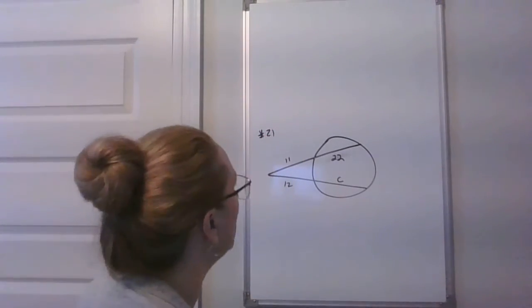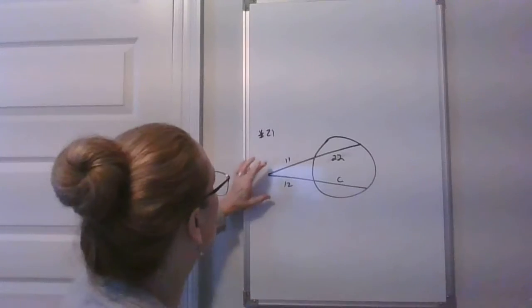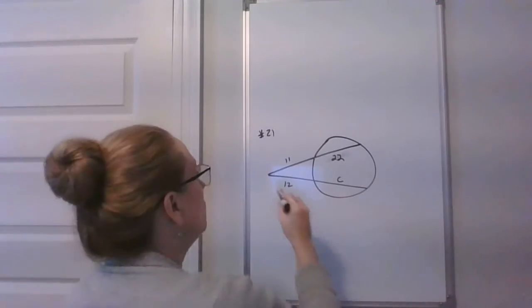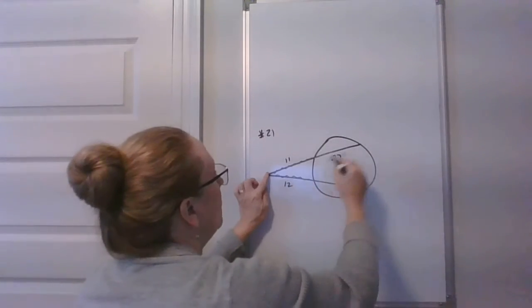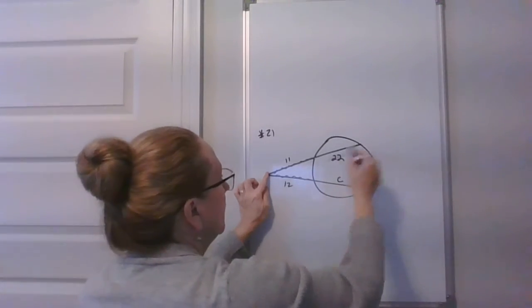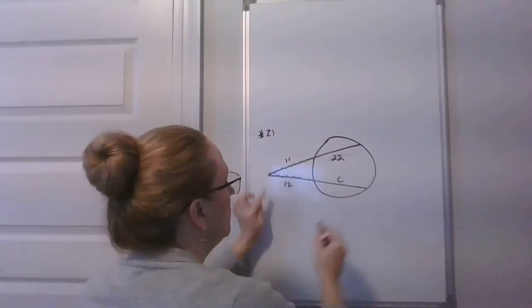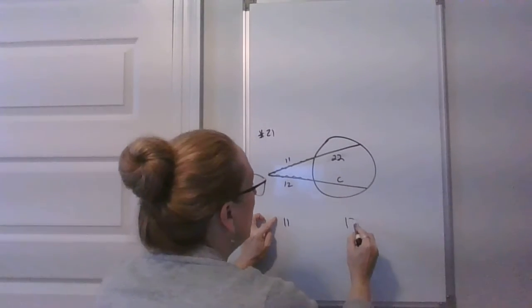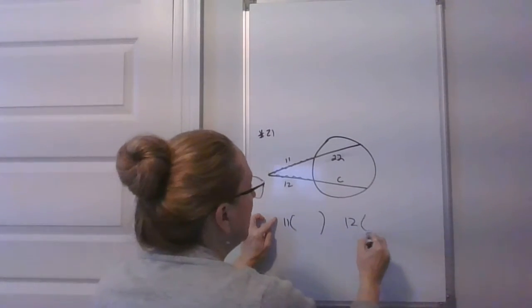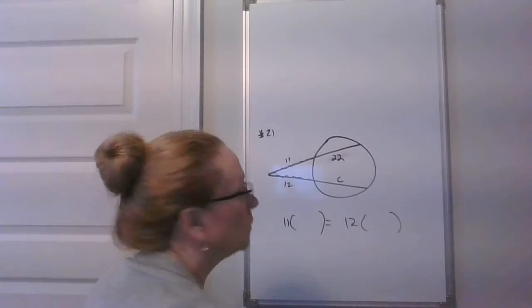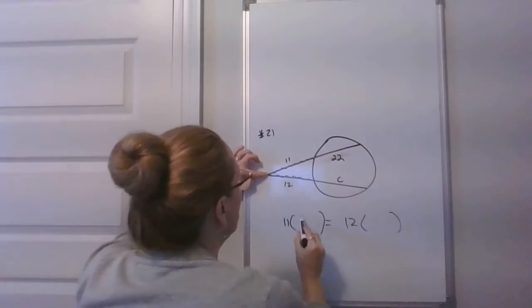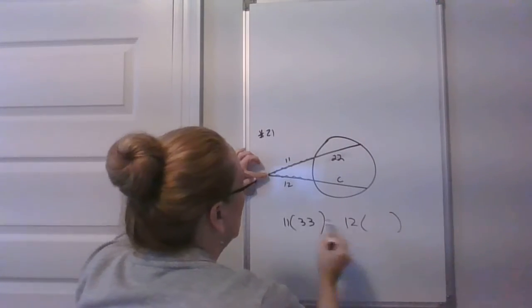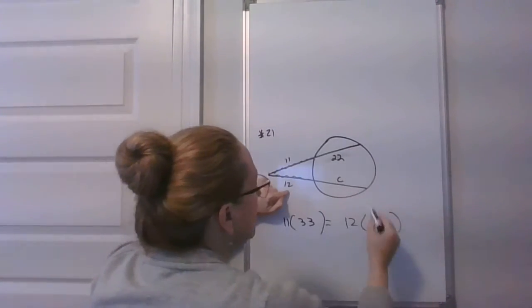In number 21, we've got the external secant segments. That's just these outside parts. And then we have this whole secant segment and this whole secant segment. So the outside parts, 11 and 12, are outside of parentheses. There's an equal sign here. What goes inside the parentheses? 11 plus 22. And here, 12 plus C.